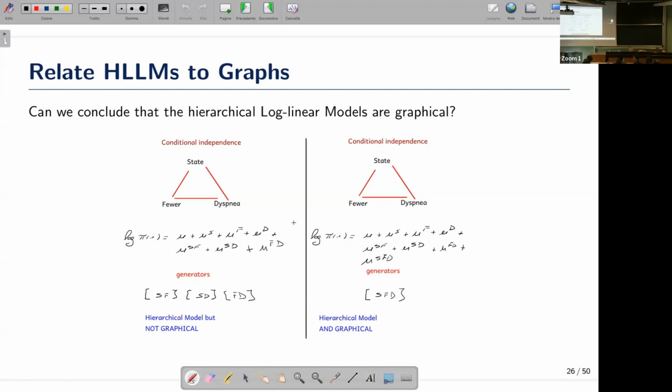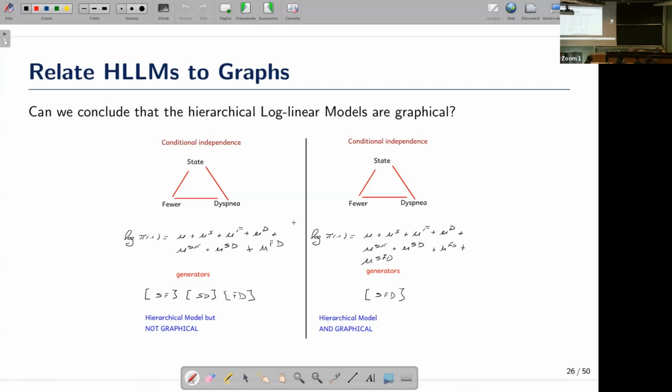Because to be graphical, so it's like a graphical log linear model, the generator of the model must correspond to the clique of the graph, the maximum clique. And now you can say that it's graphical. So hierarchical log linear models are graphical if the generator corresponds to the maximum clique of the graph.